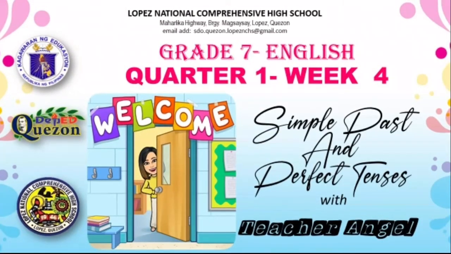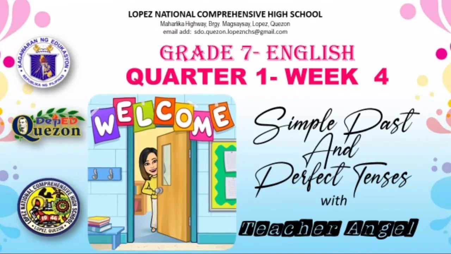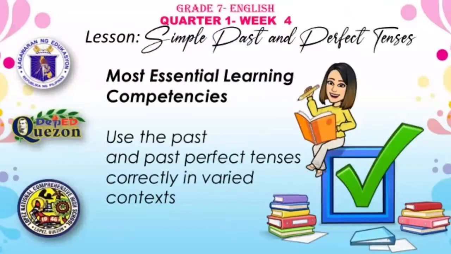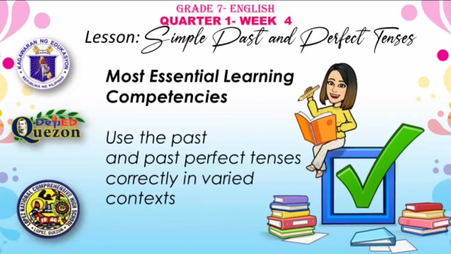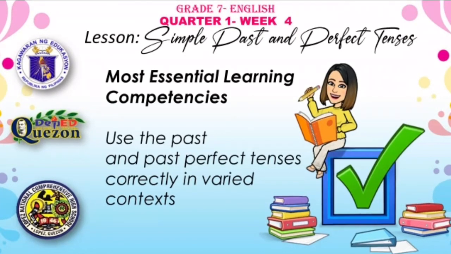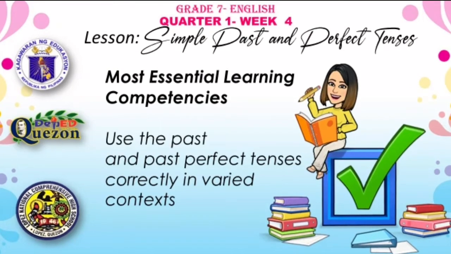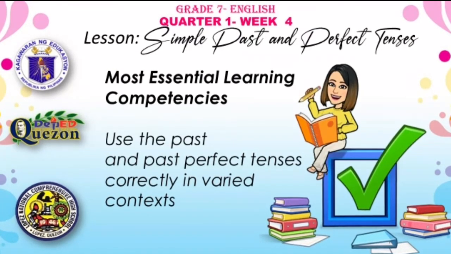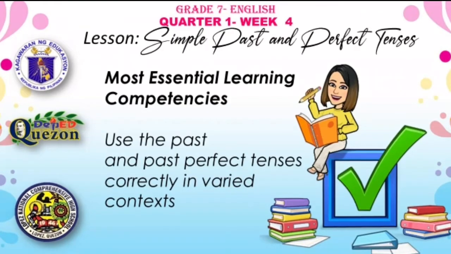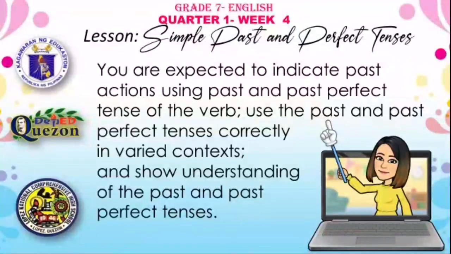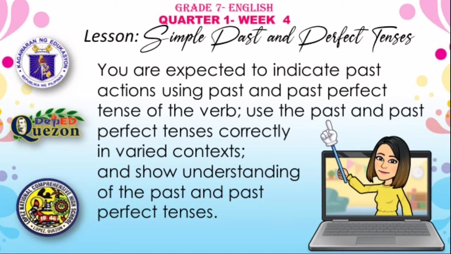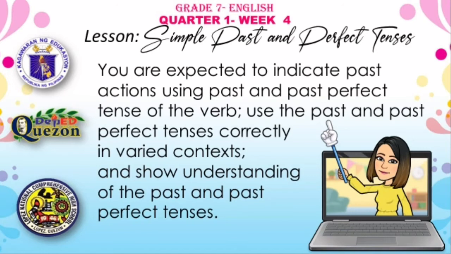Today, our lesson is about simple past and perfect tenses. Our lesson is aligned with the most essential learning competencies, and at the end of this lesson, you are expected to use the past and past perfect tenses correctly in varied contexts. This lesson focuses on the grammatical features of past and perfect tenses. This lesson highlights the clear distinction between the two and how they interact in forming clear and coherent sentences.